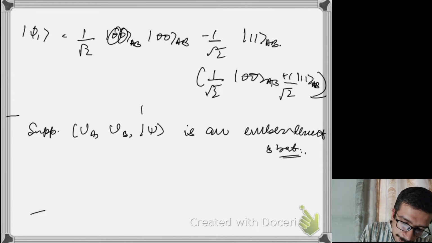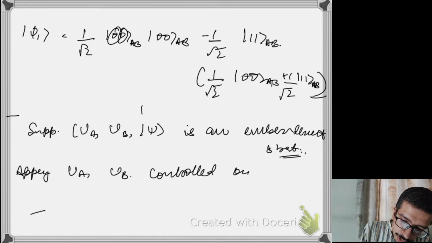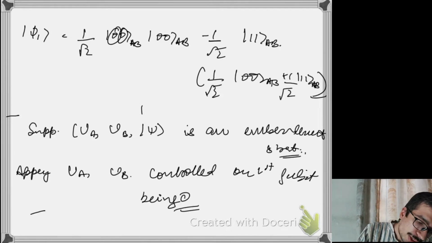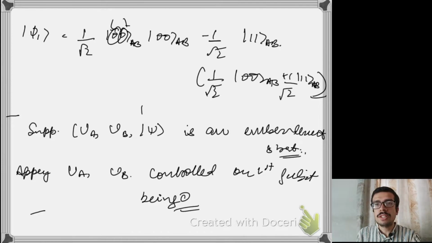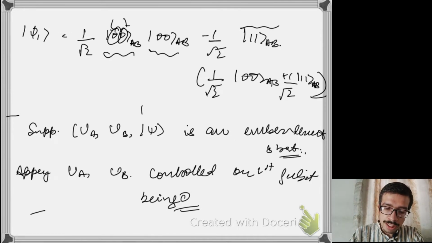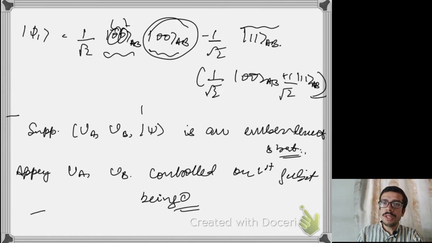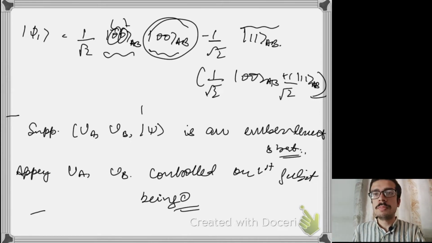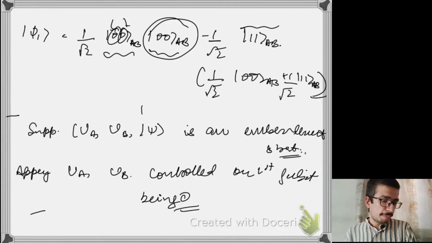Then what we can do is apply UA and UB controlled on the first qubit being 0, right? So basically if the first qubit of these two pairs is 0, then Alice will apply UA. If Bob's first qubit is 0, then he is going to apply UB. And if it is 1, then they are not going to apply that operator. So suppose if these two are 0, then basically the next pair of qubits will be transformed to 1 by root 2 0 0 plus 1 by root 2 1 1 with fidelity greater than or equal to 1 minus epsilon.